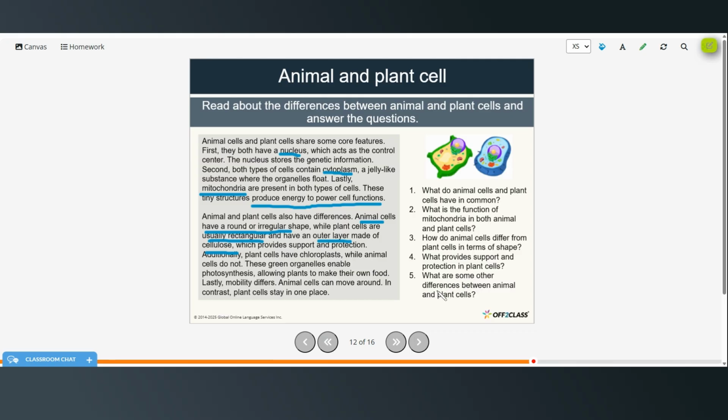And what are some other differences between animal cells and plant cells? Well, the plant cells have chloroplasts that enable photosynthesis, and the animal cells do not. Animal cells can move around, and plant cells stay in one place.